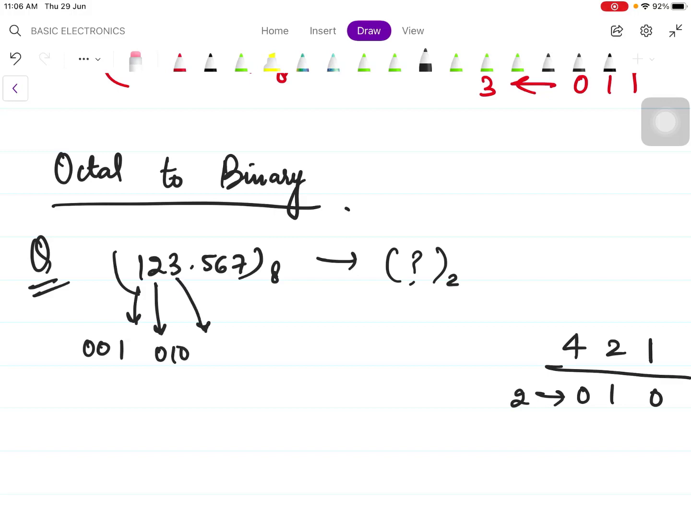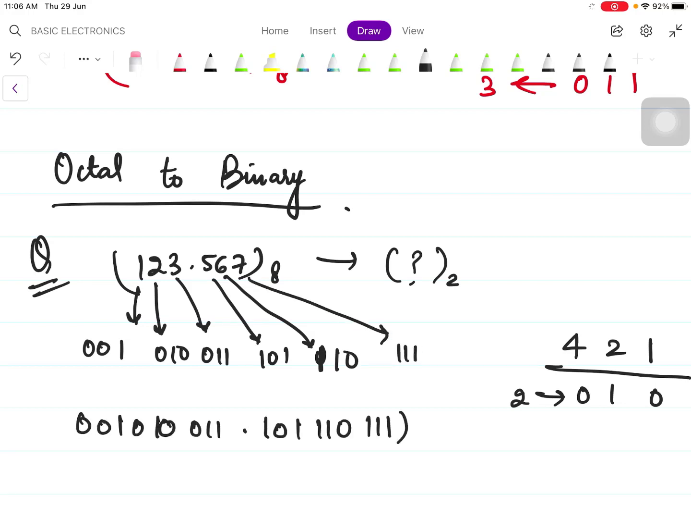For 3, it will be 011. For 5, it will be 101. For 6, it will be 110. And for 7, it will be 111. So this is the combined answer. I hope these conversions are clear to you.